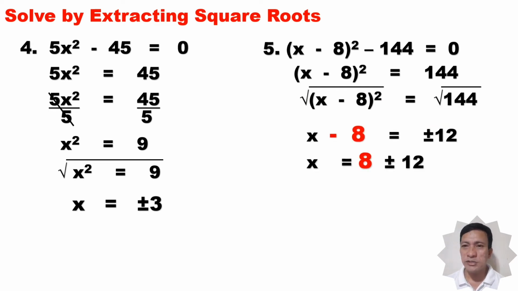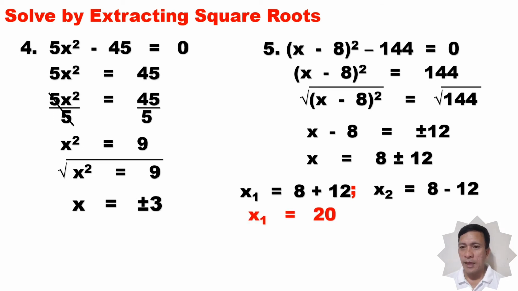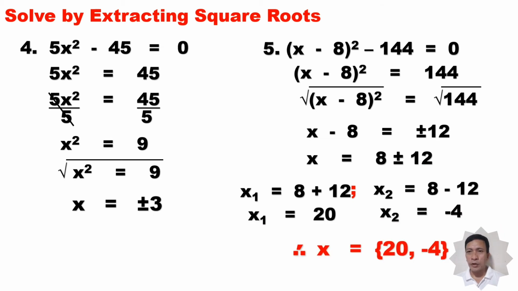Then, transpose negative 8 to positive 8 to the right. So, we have 8 plus and minus 12. To solve them separately, our x sub 1 or the first value of x is 8 plus 12. X sub 2 or the second value is 8 minus 12. Solve individually. 8 plus 12 equals 20. 8 minus 12 equals negative 4. Therefore, the values of x are 20 and negative 4.